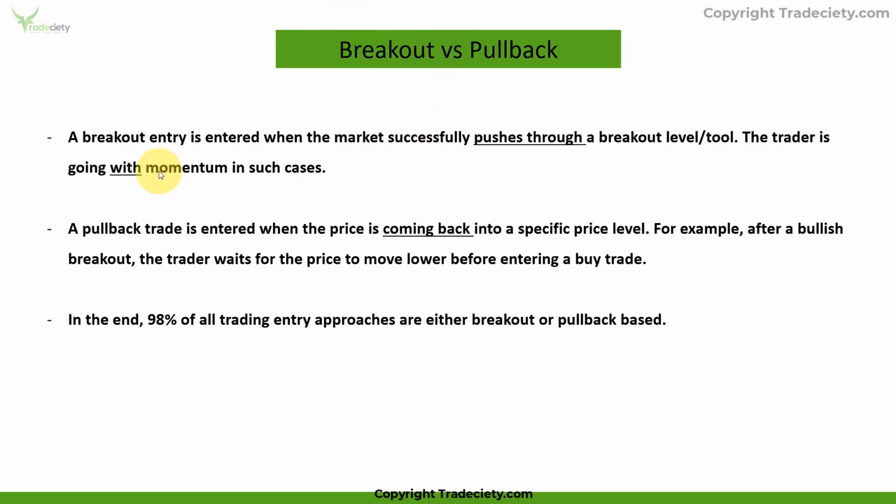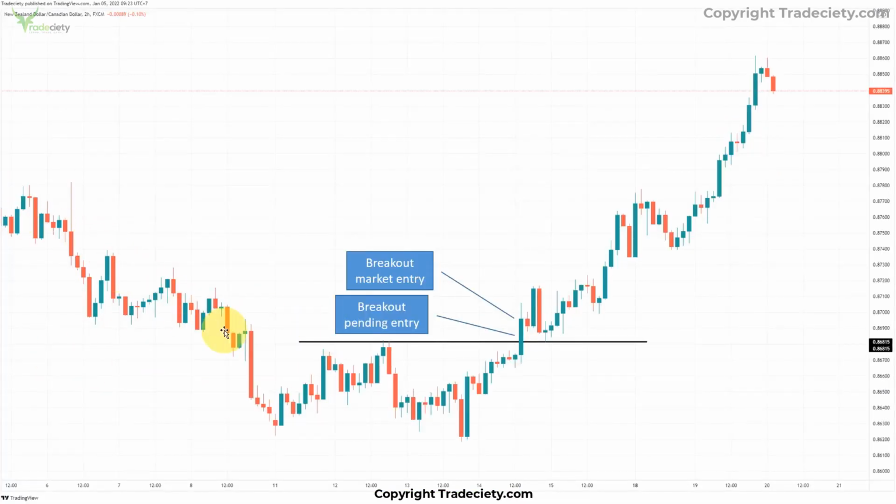And when we talk about a breakout, we are talking about an entry where the market has successfully pushed through some type of breakout level or tool. And here we are going with the momentum. When we look at a chart, this is how it would look. You have your chart situation, you identified maybe the double bottom here, you have your entry or your resistance level here, so support turns into resistance. And then this would be a breakout area. You define that this is your breakout level.